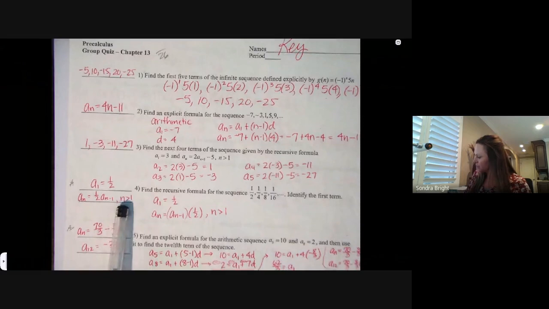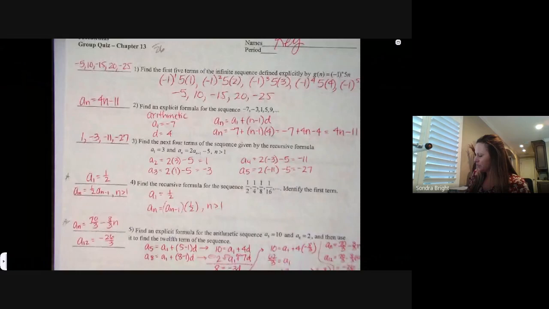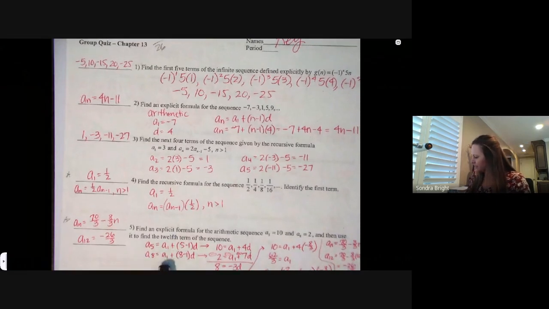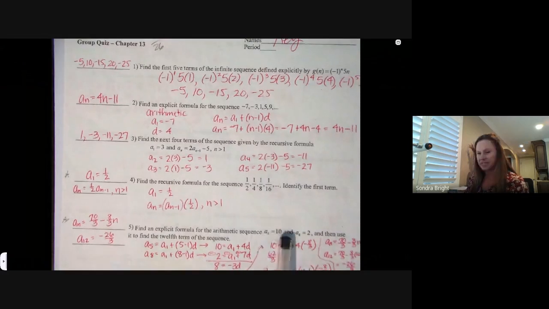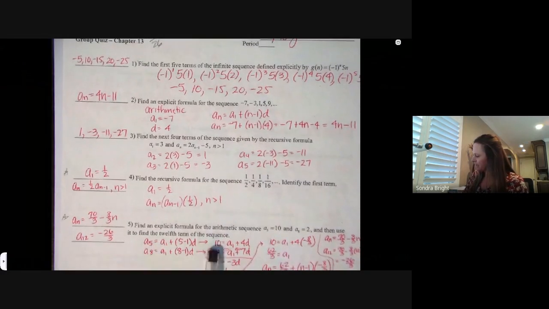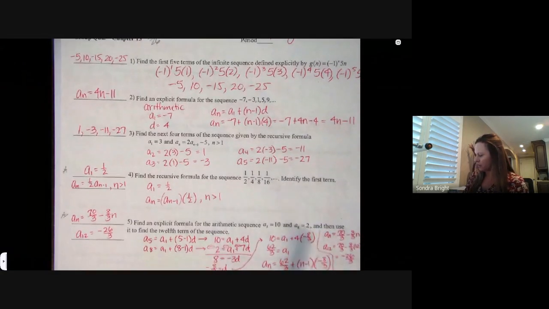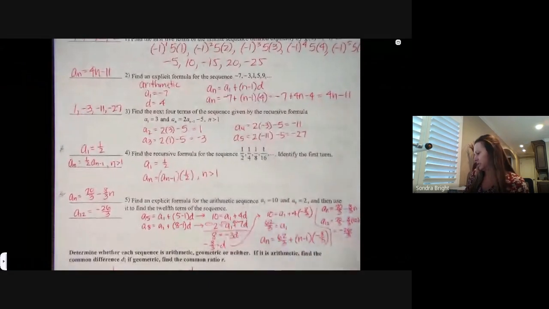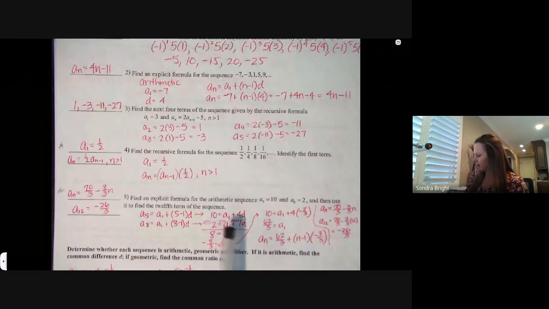Finding the explicit formula, I plugged in both that the fifth term is equal to the first term plus 5 minus 1 times the common difference, and that the eighth term is equal to the first term plus 8 minus 1 times the common difference. But then they gave us that the fifth term was 10, so I plugged in a 10 on this left-hand side. And they gave me that the eighth term was 2, so I plugged a 2 in there. So I ended up having these two equations, and you want to solve for the common difference. And so I subtracted the second equation from the first, got that your common difference is -8/3.